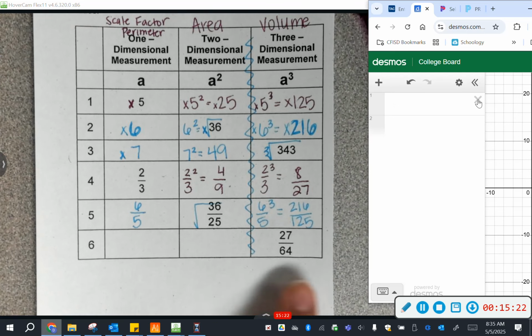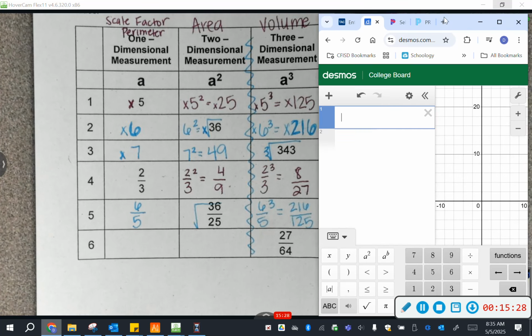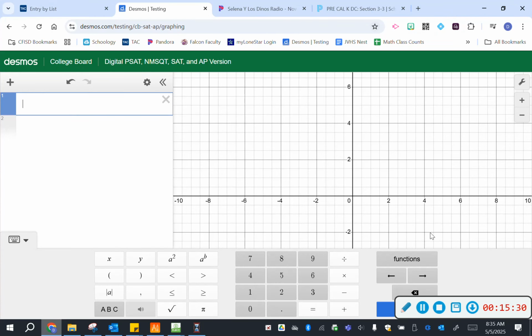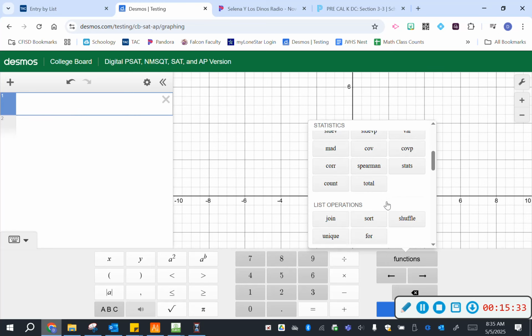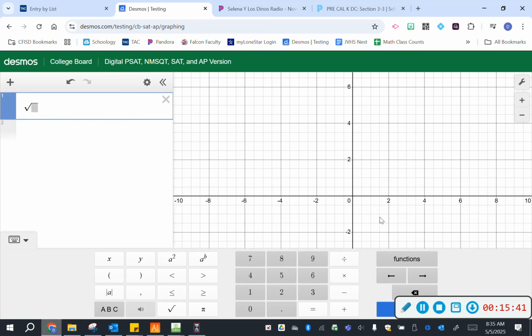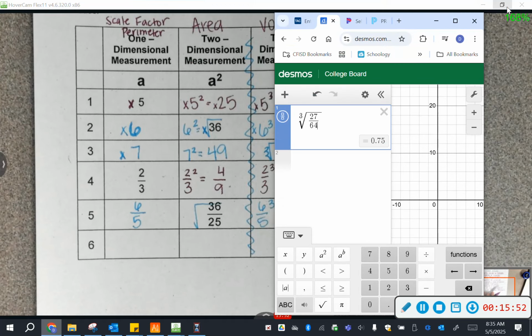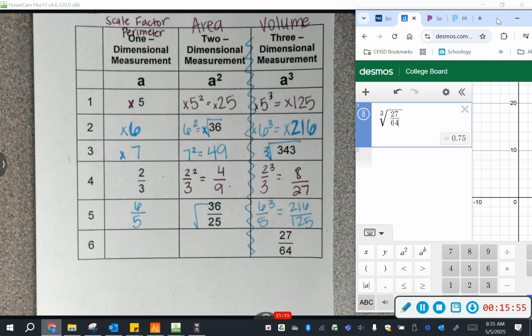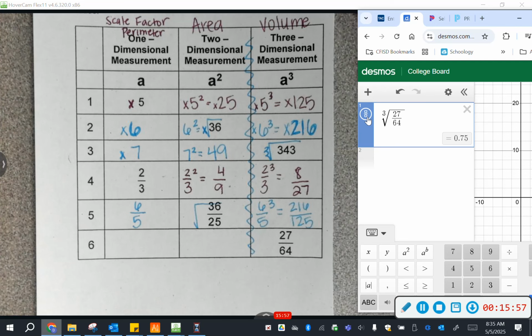All right, last one. What if I'm in the third column? What do I do? Okay, the new thing. Everybody, let's do the new thing together. Hit functions. Scroll to the very bottom. Which one do I click? The one with the N. And what do I put there? A 3. And then what goes in my square root? 27 over 64. What does that give me?